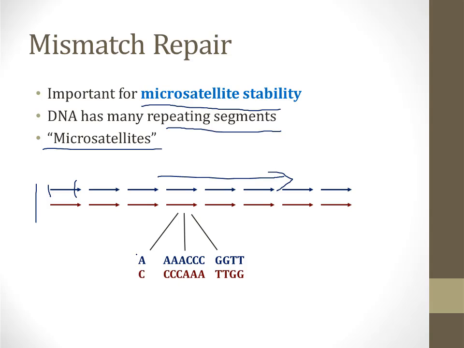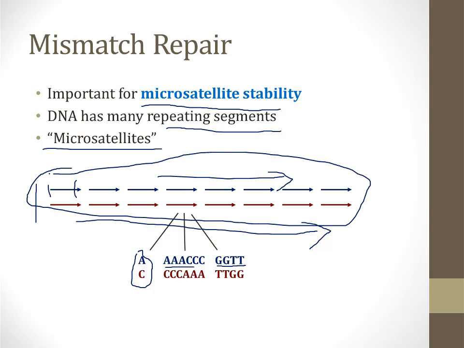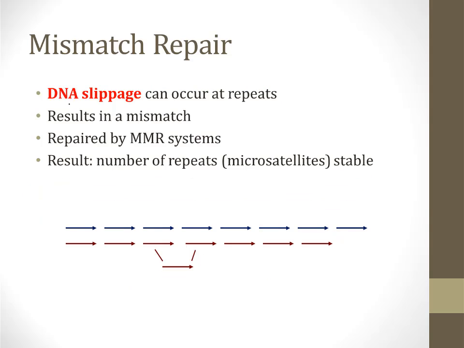And the repeats could be a single nucleotide, like just an A and a C, or maybe there are 6 nucleotides, like 3 A's and 3 C's, or maybe there are 4 nucleotides. But it doesn't matter. The point is that they repeat over and over again through this stretch of DNA. And you can find many sections of our genome like this. These sections are called microsatellites. In these microsatellites, a phenomenon known as DNA slippage can occur.